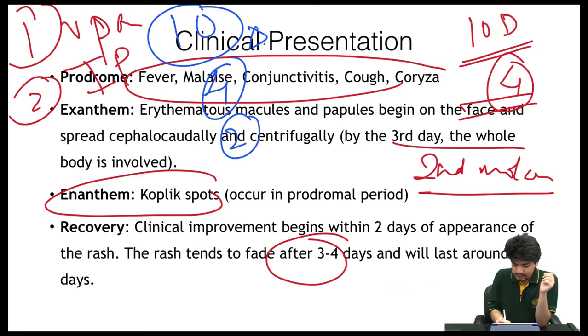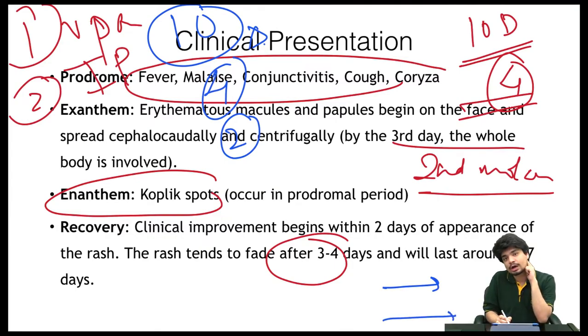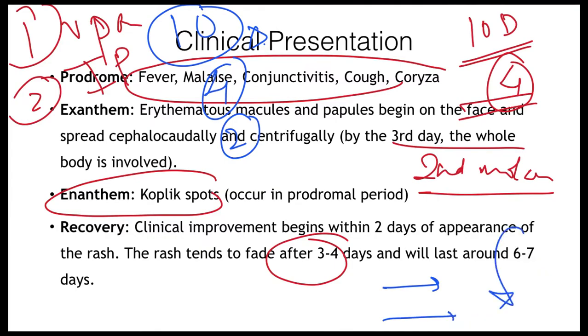Other things that are important as far as measles is concerned: the rash, like I told you before, first tends to occur on the face and especially behind the ear, and then spreads throughout the body. And what's more important is that it's a vaccine preventable disease.